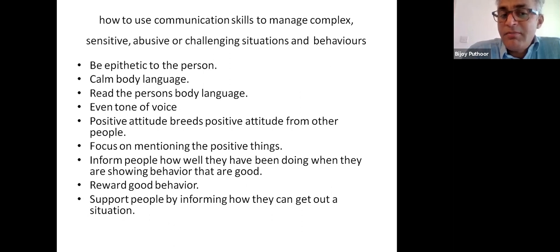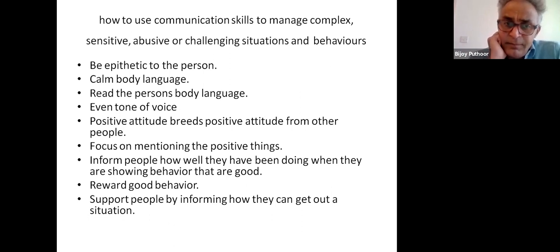But if you're angry at them, if you're negative, you're rude to them, then it is likely that you get the same behavior back. Focus on mentioning positive things, and that is part of positive behavior support. When people are calm and happy, you encourage them by saying things that are positive, the things that they have achieved, how well they have been doing, etc., so that they retain the same mood on all occasions. Inform people how well they have been doing when they are showing behaviors that are good.